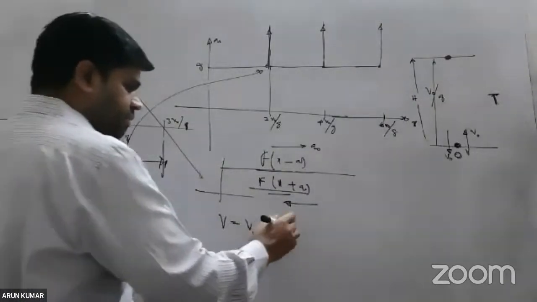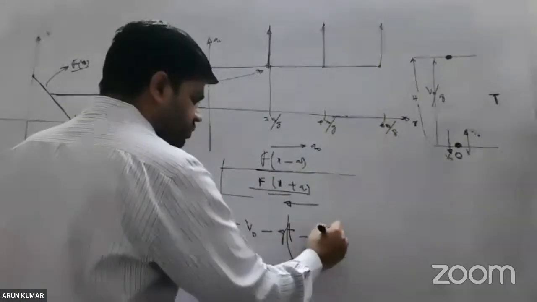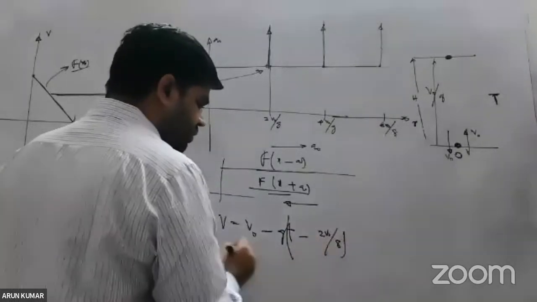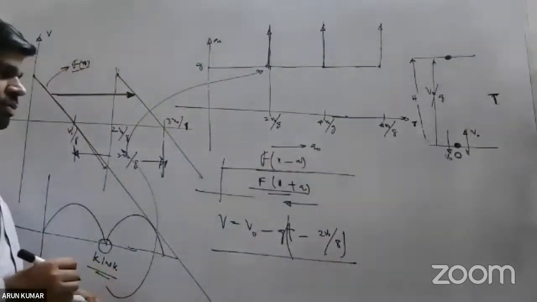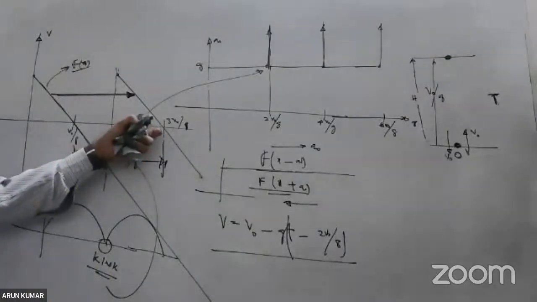In place of t, what do I write? t minus 2 v naught by g. That's the equation I got for the second line.